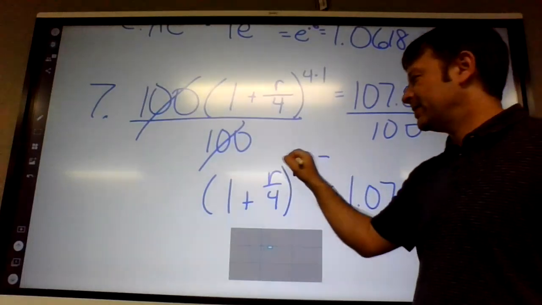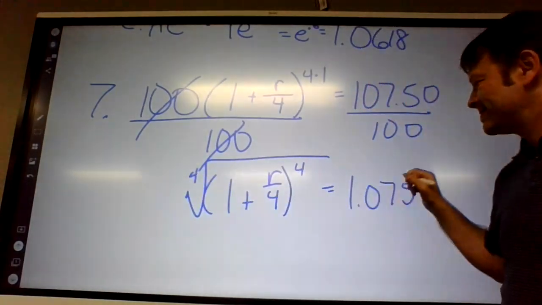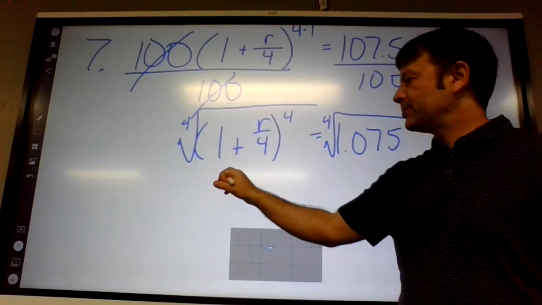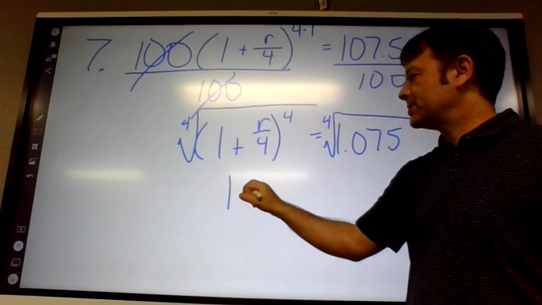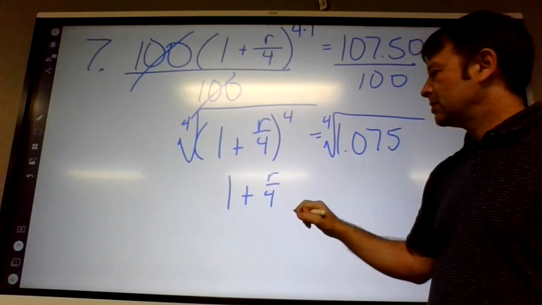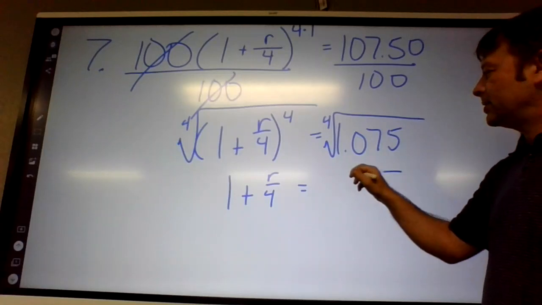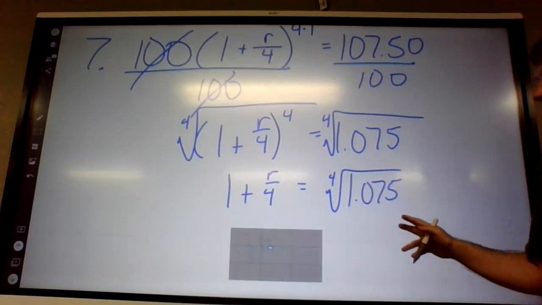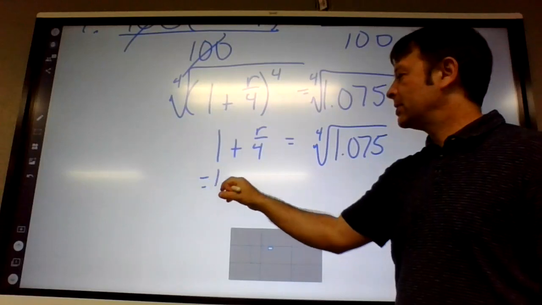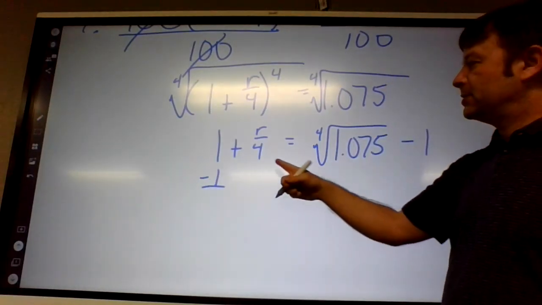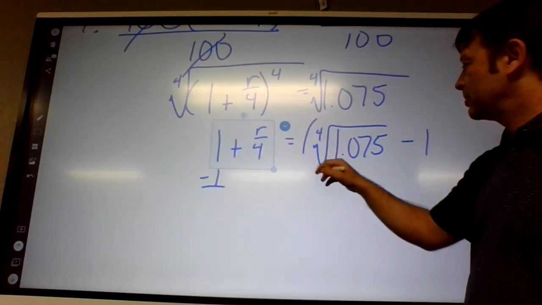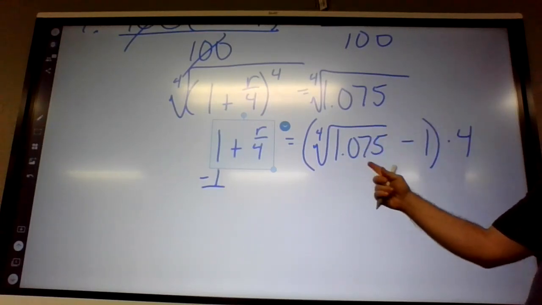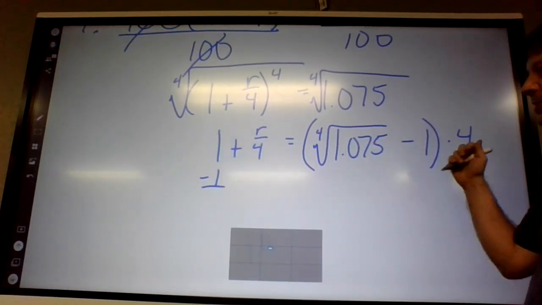4 through, there we go. Four through gets rid of the fourth power. I guess I don't need the parentheses anymore. Okay, this is a very messy number, so let's just leave it like this for now. Subtract 1, and then multiply by 4. Okay, so I would like to do that all at once on the calculator.